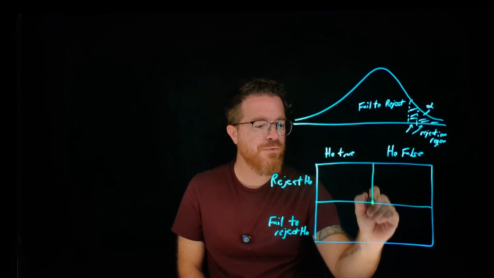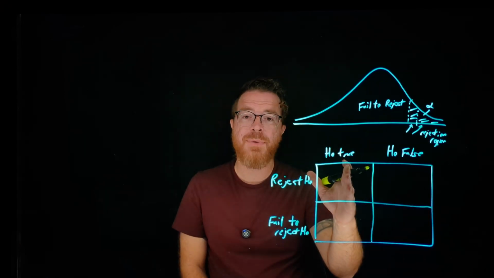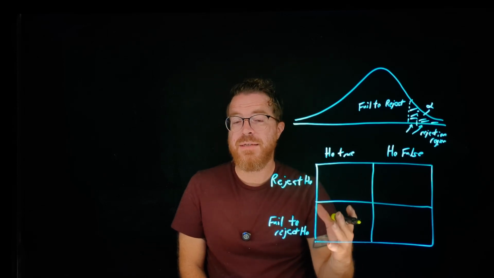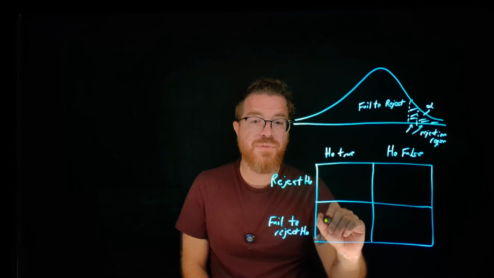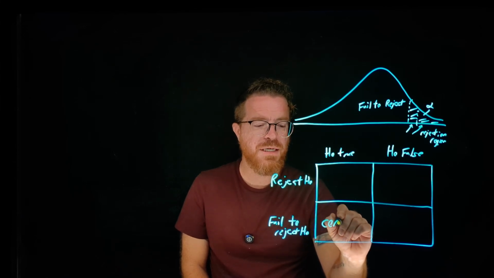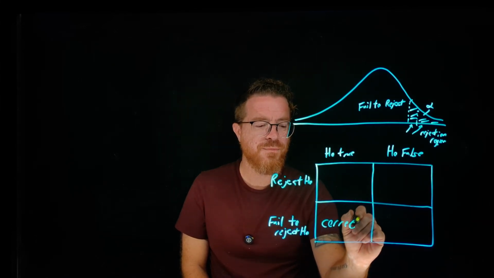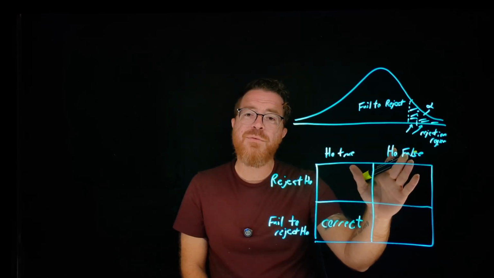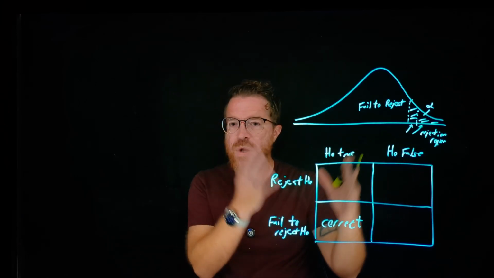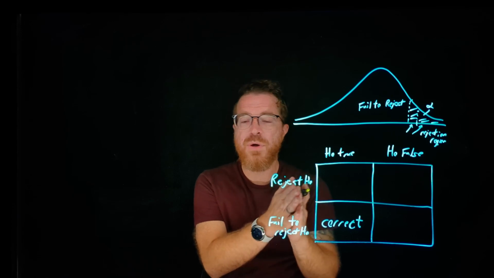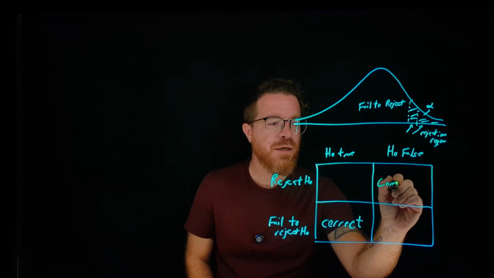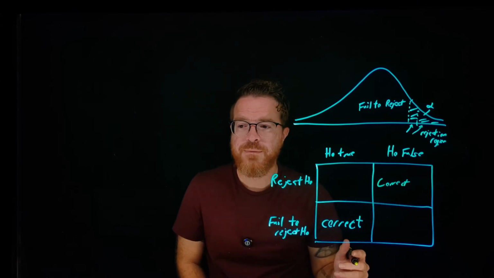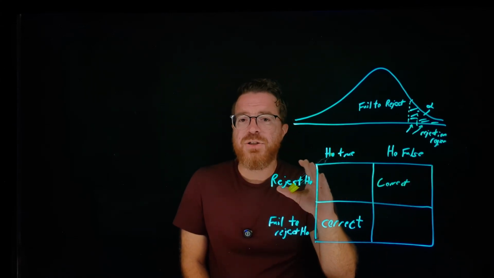Now, if we have a true null hypothesis, we would want the data to say that we do not reject the null hypothesis. So if we fail to reject it, this would be the correct decision. Similarly, if we had a false null hypothesis, we want the data to show that we can reject the null hypothesis. So if we were to reject it, this would be correct. Now let's talk about where we actually can have a problem.